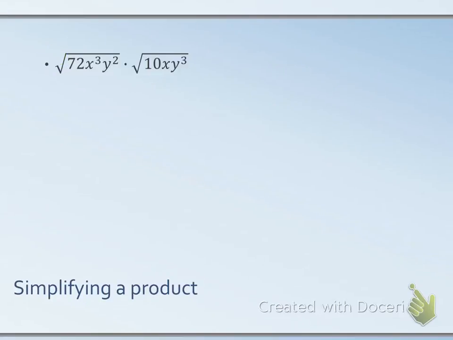My next one, we can multiply regularly, so we're just going to go multiply it. 72 times 10 is 720. X cubed times x is x to the 4th. Y squared times y cubed is y to the 5th. And now we're going to simplify it. So I can't take the square root of 720 and get a pretty number. Remember, this is a little 2 out here.